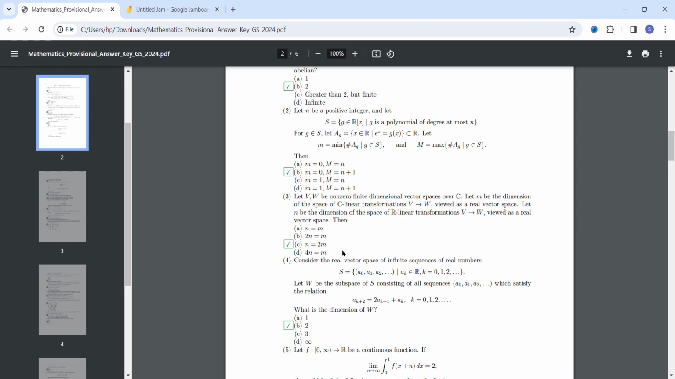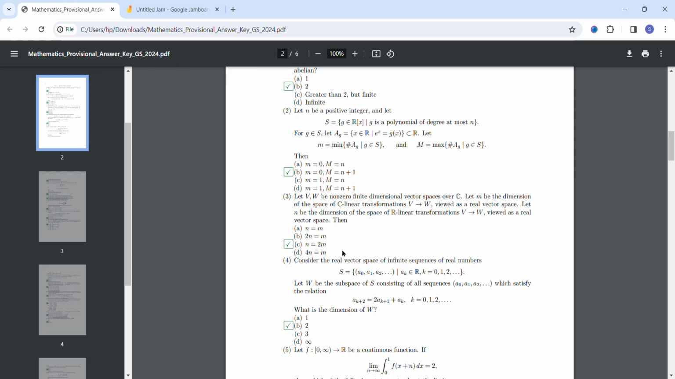N equal to 2m will be the correct answer. Okay. So I think many students have doubt because of this R linear transformation, C linear transformation. But you have to think that whenever you are considering, try to think everything as a matrix representation. So whenever you are considering the C linear transformation, you can view V as a C vector space. And you are considering C linear transformation means the matrix gives you an over C matrix, right?